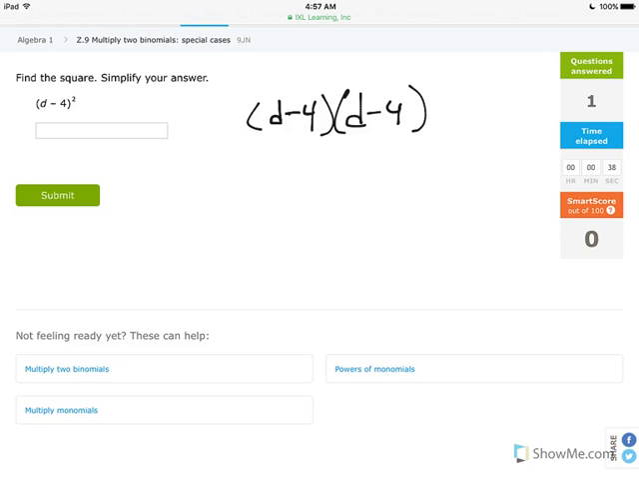And then from here you can go ahead and multiply. So d times d should get you d squared. D multiplied by a negative 4 is negative 4d. Distribute the negative 4. Negative 4 multiplied by the d is negative 4d.